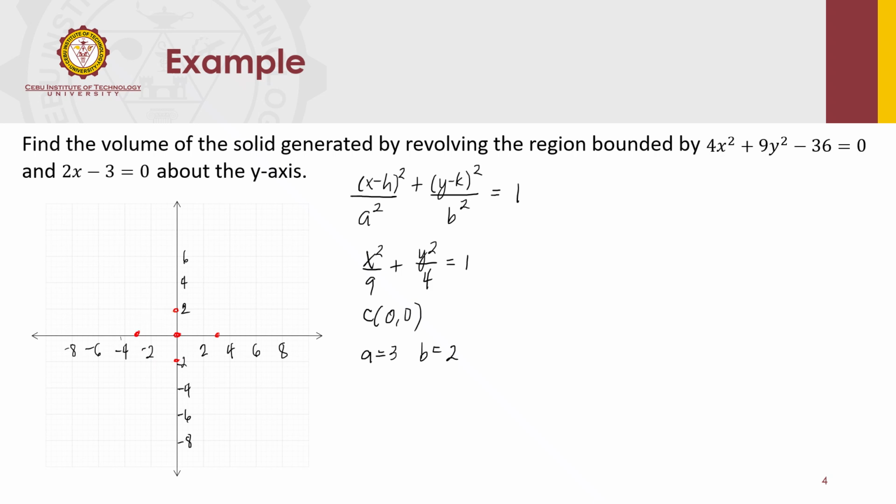Since 3 and 2 are near values, expect that the ellipse is getting the form that is close to a circle. So the greater the difference between A and B, the more stretched the ellipse.